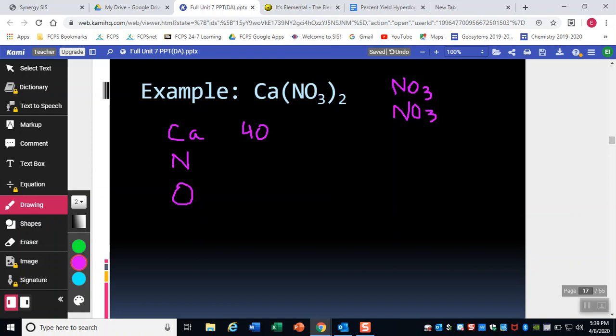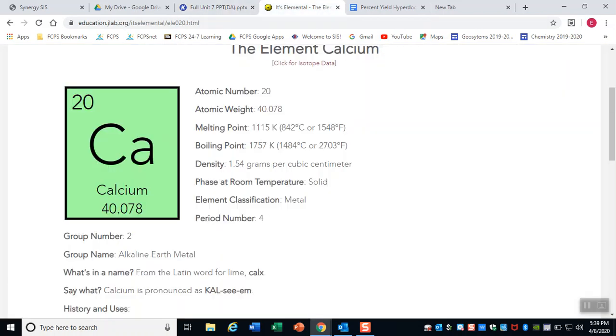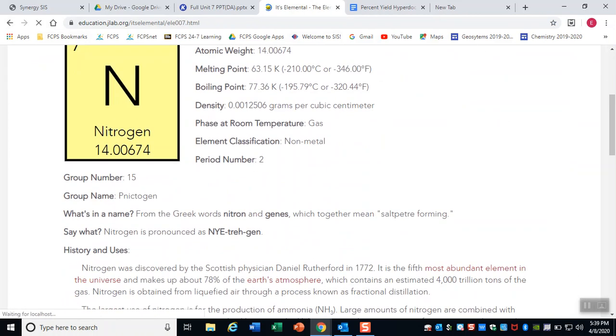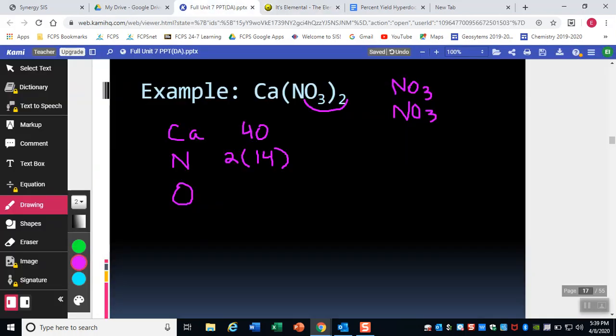And now how many nitrogens do I have? I have 2, right? This kind of gets distributed here. So I have 2 nitrogens, and each nitrogen, if you look on the periodic table, is 14 grams. Let's find nitrogen. Here's nitrogen, there's the atomic mass. The mass number is 14, and I have 2 of them.